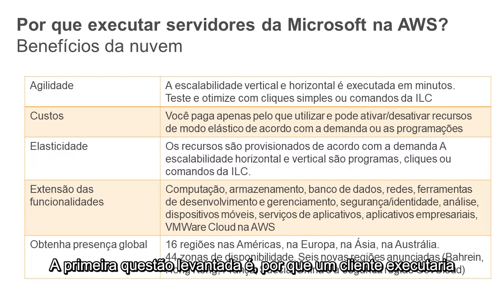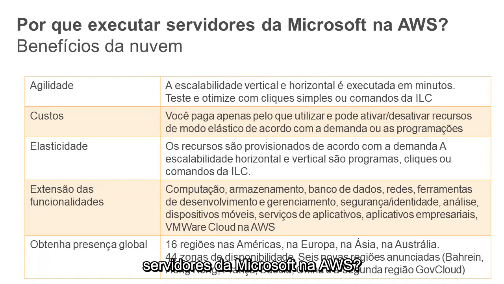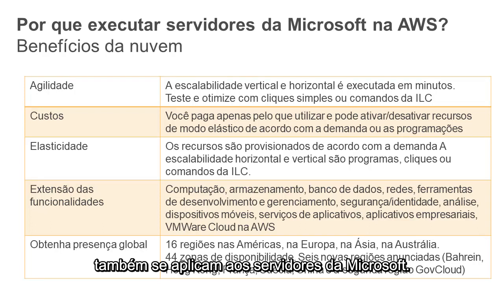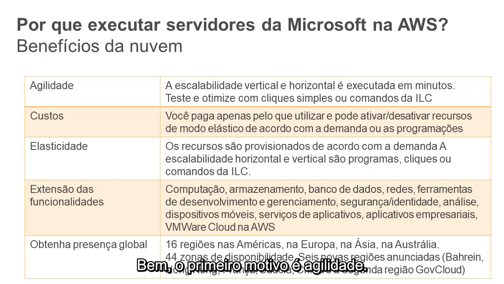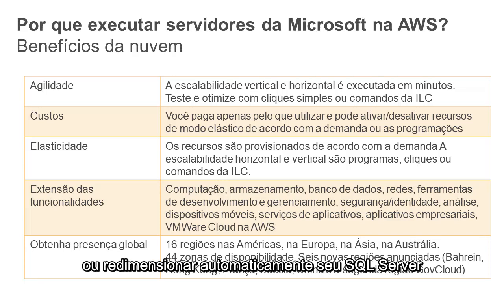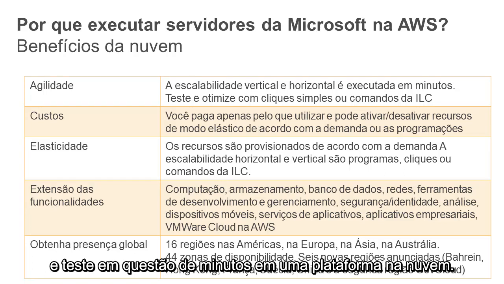So the first question that comes up is, why would you want to run Microsoft servers on AWS? And the reasons that apply to other cloud workloads as well apply to the Microsoft servers. So the first reason is agility, and agility is all about being able to add additional web front ends to SharePoint, for example, or automatically resize your SQL Server to support a greater database transactional load, or being able to do dev and test all in a matter of minutes on a cloud platform.